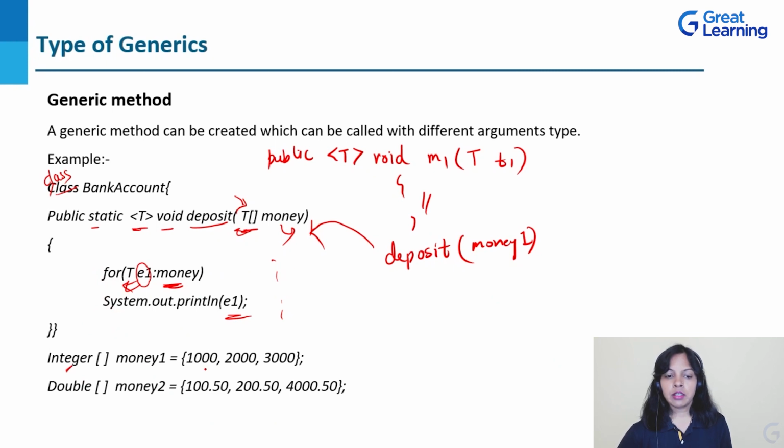Okay, so T will be replaced with this and it will successfully call the method body, the implementation of this method. Similarly, for the other part also, I can call this deposit method again for money2 as well. It will work fine, although it is of type double, because this same method will be replaced with T as double because money2 is of type double. Okay, so this is how we make use of generic methods, or we can create a generic method of our own as well. So this was all about the types of generics.